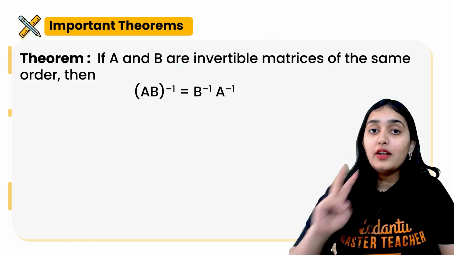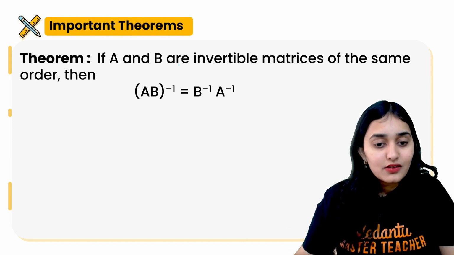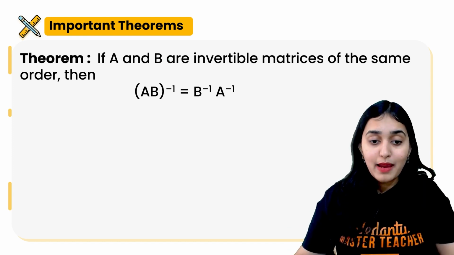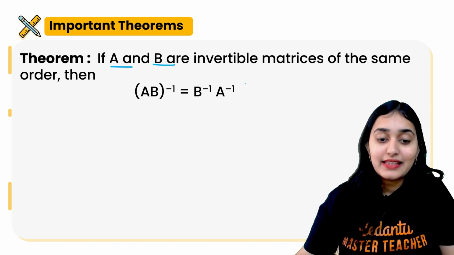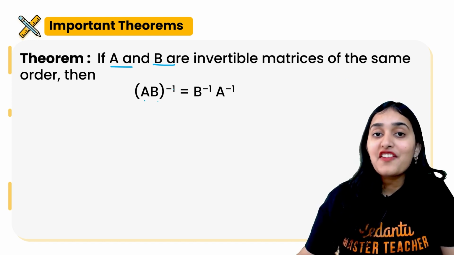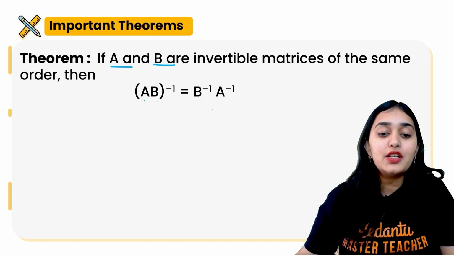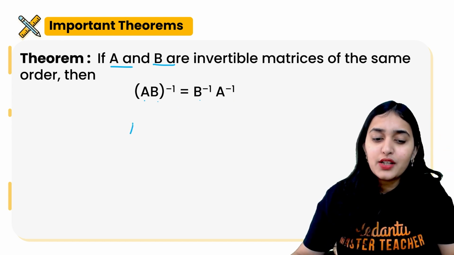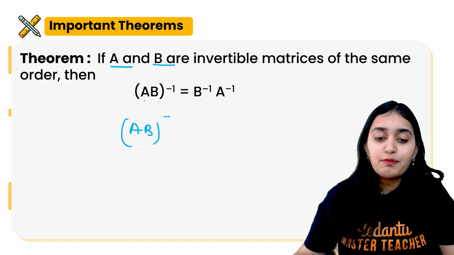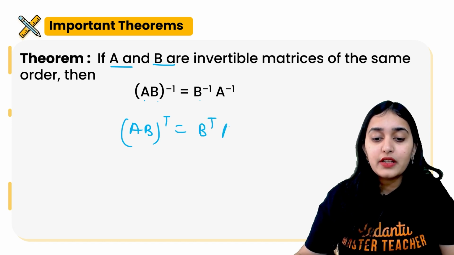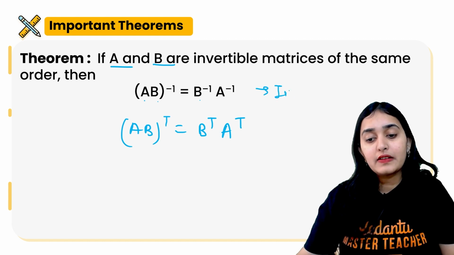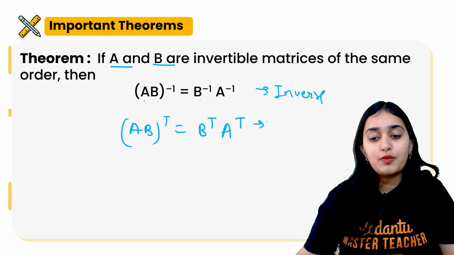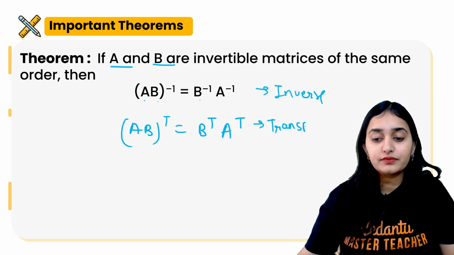Okay, now two important theorems related to inverse of a matrix. You should remember that if A and B are invertible matrices, then A into B whole inverse is equal to B inverse into A inverse. It is very similar to A into B whole transpose is equal to B transpose into A transpose. Just like that for inverse also. For inverse and for transpose, we follow the same rule.